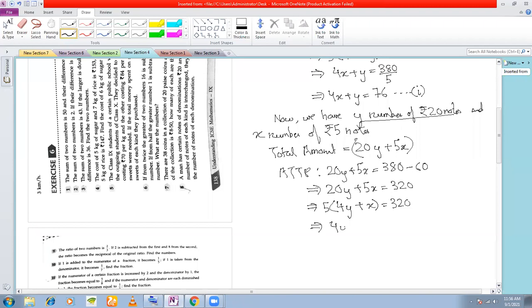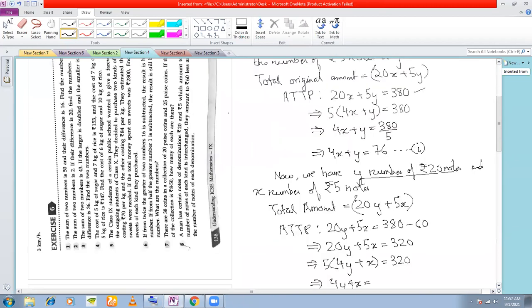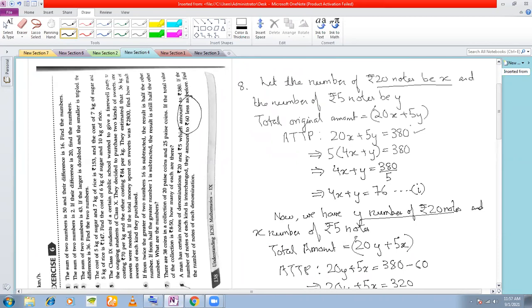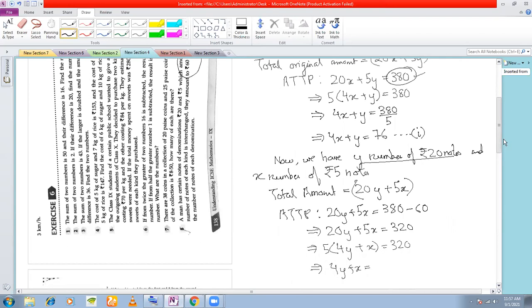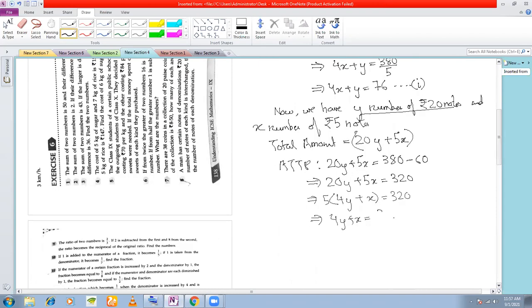Excuse me, sir. Sir, from where this 60 came? If you see in the question, it says 60 rupees less as before. As before means before how much do you have? 380. So 60 less as before means 380 minus 60. Clear? Okay, sir. So this is 320 divided by 5. So 4Y plus X, you are getting 64. This is your second equation.